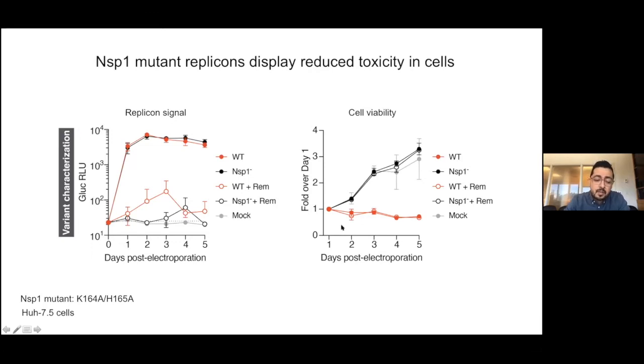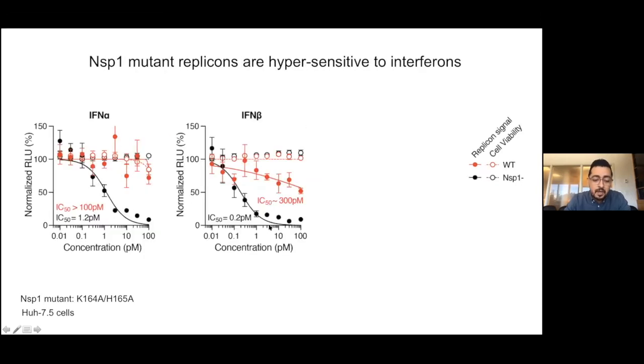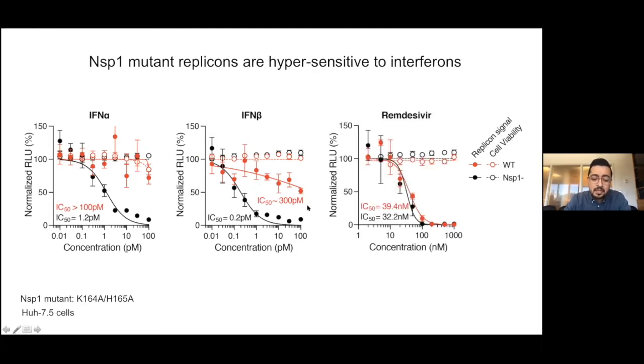This further got us thinking about NSP1 and specifically how NSP1's impact on translation might affect replicon sensitivity to translation-heavy processes, such as the response to interferons. So next, we tested replicon activity across a range of interferon alpha and beta concentrations and discovered that while wild-type replicons seem to be quite resistant to interferons, NSP1 mutant replicons are much more susceptible to the action of this cytokine. This is in contrast to remdesivir, as both wild-type and NSP1 mutant replicons are similarly susceptible to this antiviral compound.